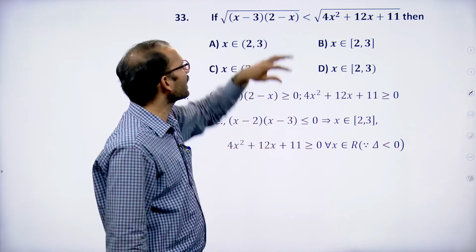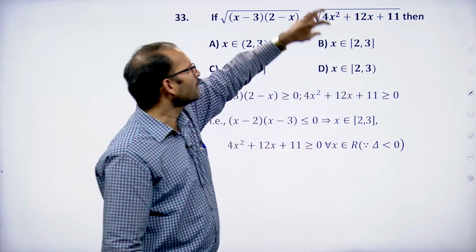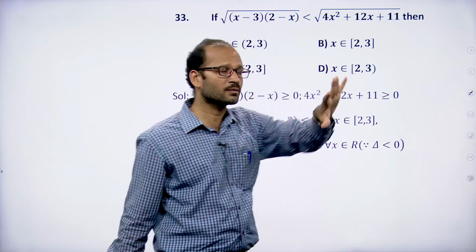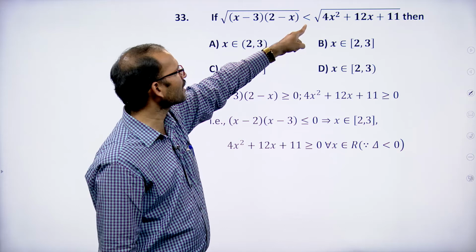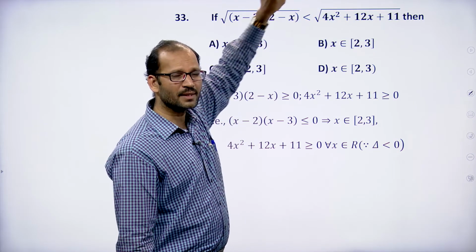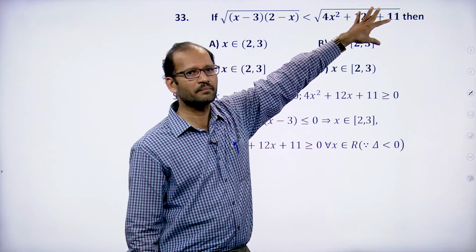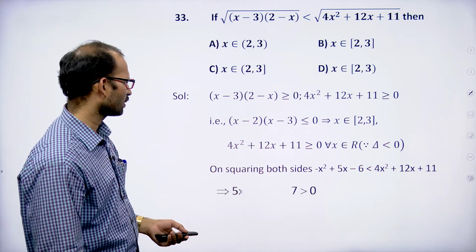Point number 1. Second point, inside root value has to be greater than or equal to 0. Here also inside root value greater than or equal to 0. So therefore, it has to be greater than 0. Why? Because less than is there. This can be 0, this cannot be 0. If this is 0, this has to be positive, right? This cannot be negative. So both inequalities considered.